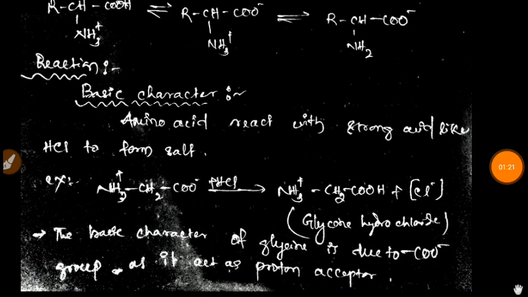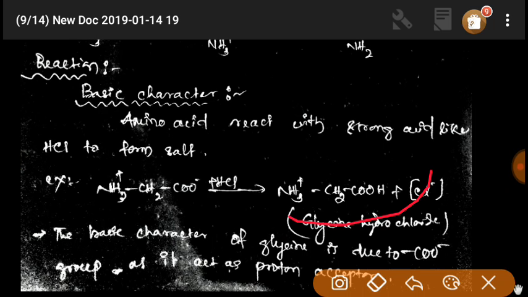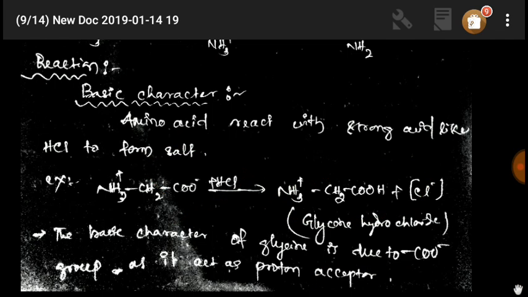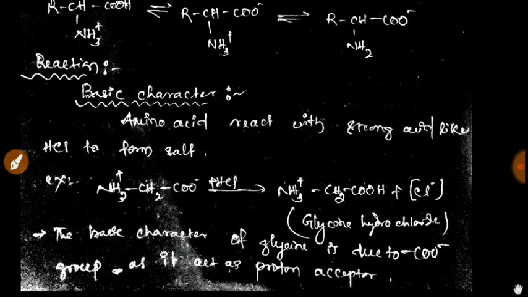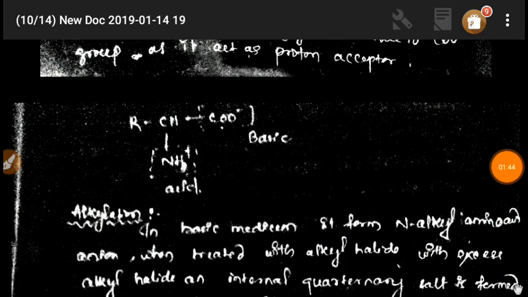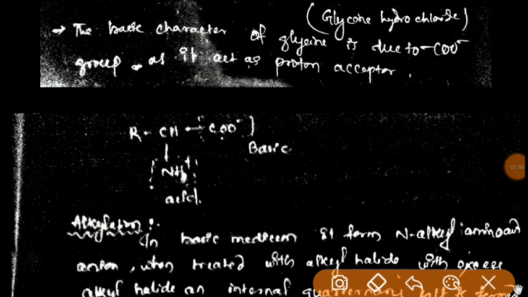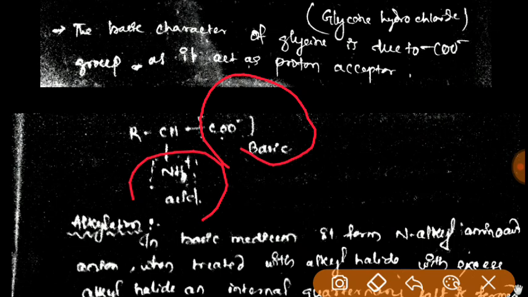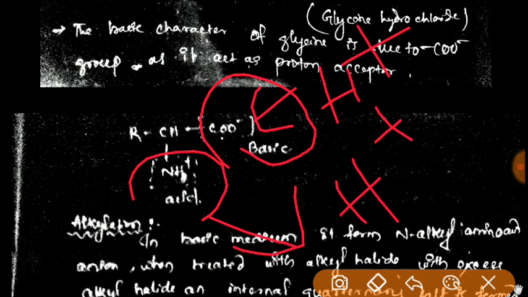Amino acid reacts with a strong acid like HCl to form a salt. This is the salt part, and the COO minus part. It gives the basic character of the amino acid, as it acts as a proton acceptor. You can see in the figure that this is the basic part and this is the acidic part, because this part takes H plus ion and this part will release H plus ion.